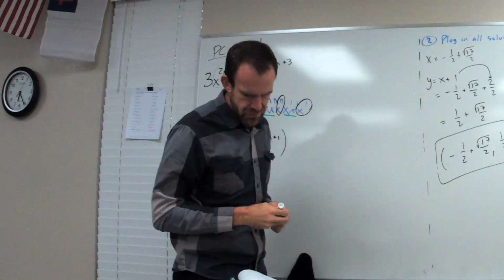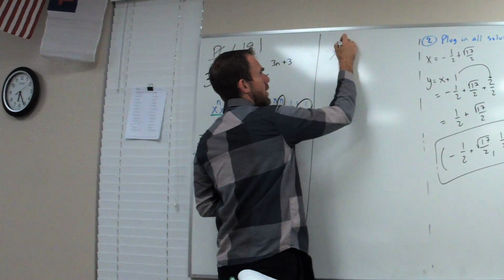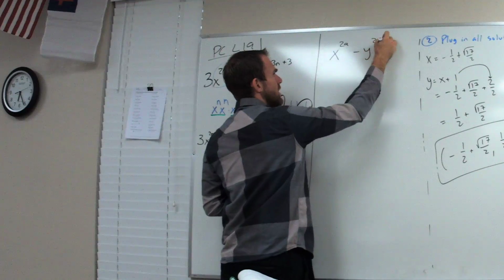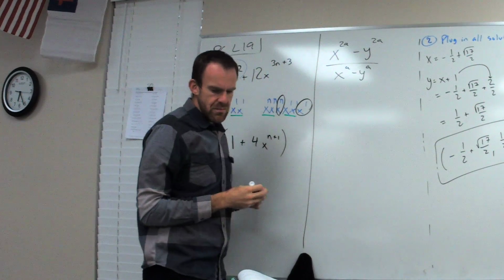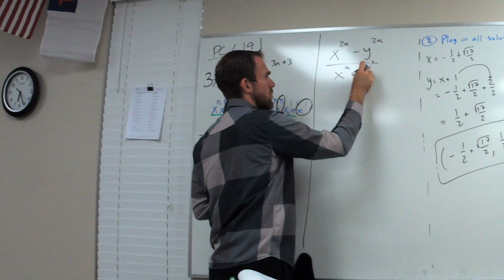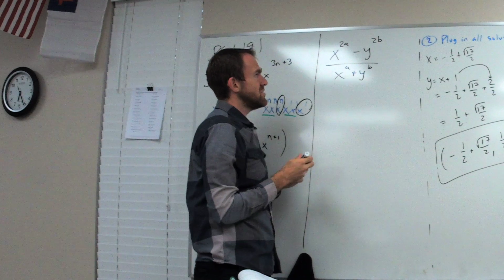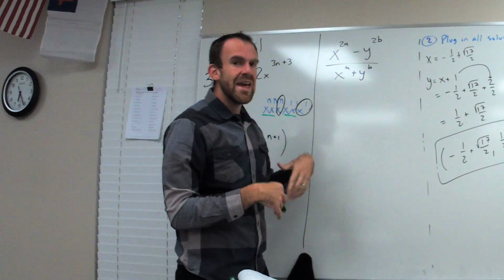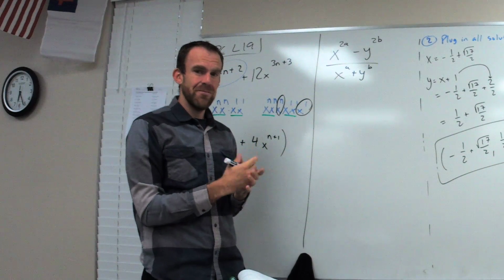This one's fun. We have x to the 2a minus y to the 2b over x to the a minus y to the b. Now, a lot of students just want to cancel. You can't cancel. You can only cancel when you have multiplication only, okay?